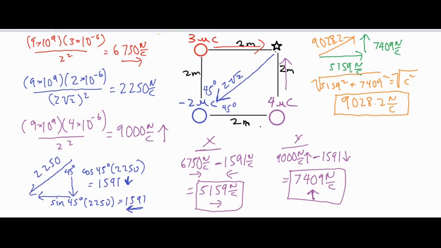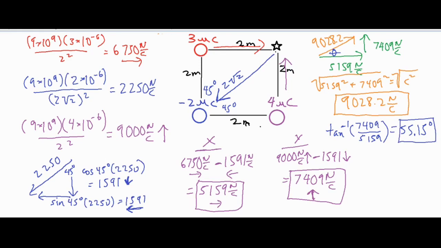In addition to that, because it's a vector, we're going to go ahead and find this angle theta right over here. You could use any inverse trig function you would like. I'm going to take the inverse tangent of the opposite, 7409, divided by the adjacent, 5159. Put that in my calculator, and that's going to give me a final angle of 55.15 degrees.